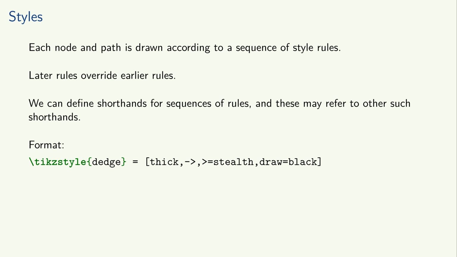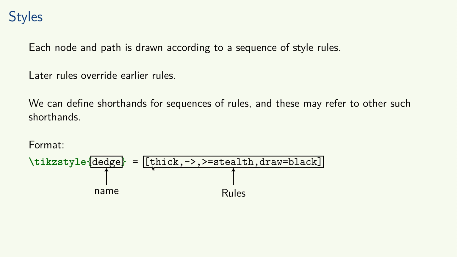We can define shorthands for sequences of rules, and we may refer to such shorthands inside of our sequence of rules. This is an example of me defining a style. The style has a name, DEdge, or directed edge. It has a sequence of rules. It's drawn with a thick pencil. It has an arrowhead at the destination. That arrowhead has this stealth style, that is a type of arrowhead, and it's drawn in black.